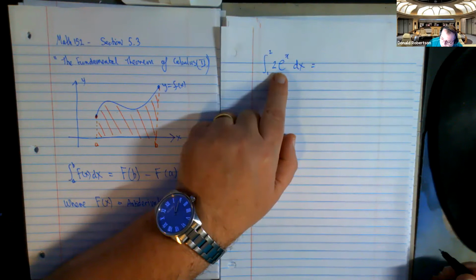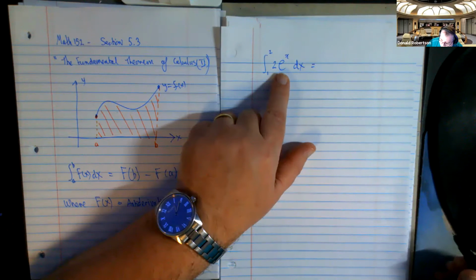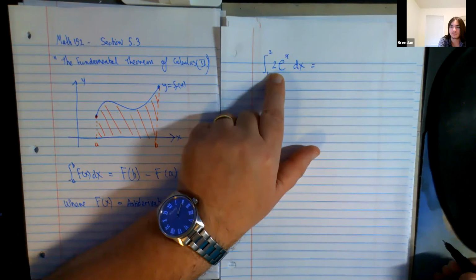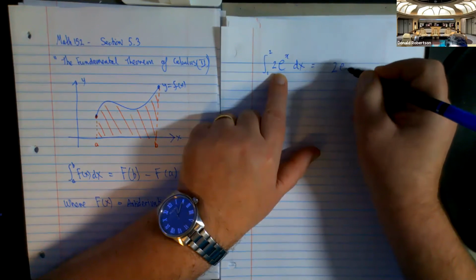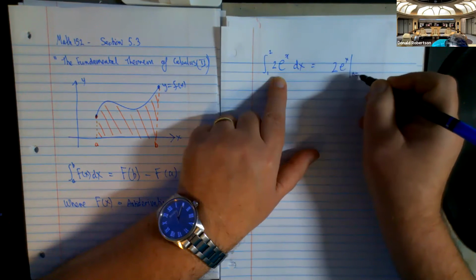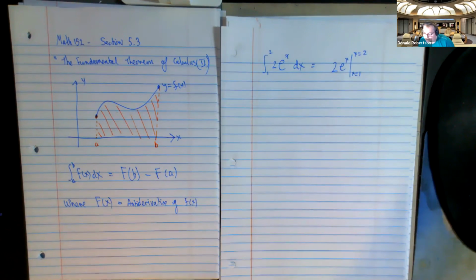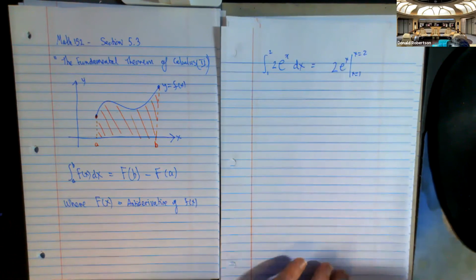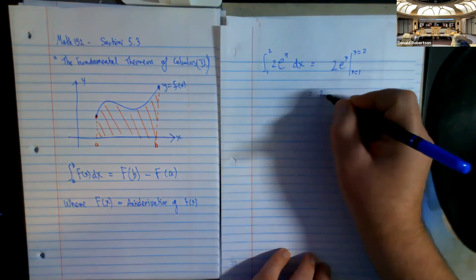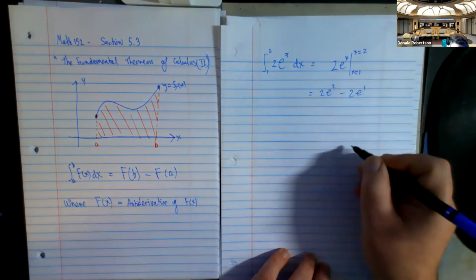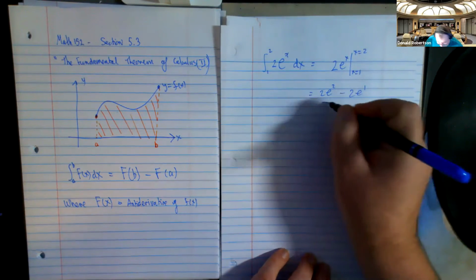Friday's work. Antiderivative of 2e to the x is 2e to the x. Then we're going to evaluate that at x equals 1 to x equals 2. Now, in these questions, we want exact answers. So you plug in 2, you get that. You plug in 1, you get that. That's basically the answer.